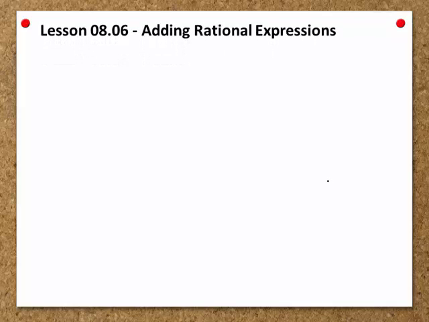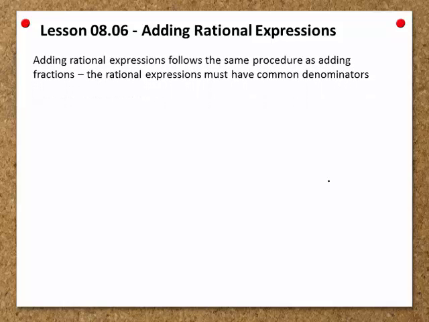Lesson 8.6, Adding Rational Expressions. Just as multiplication and division of rational expressions follow the same rules as fractions, so does adding rational expressions. We have to have a common denominator. So you must have a common denominator to add a rational expression.